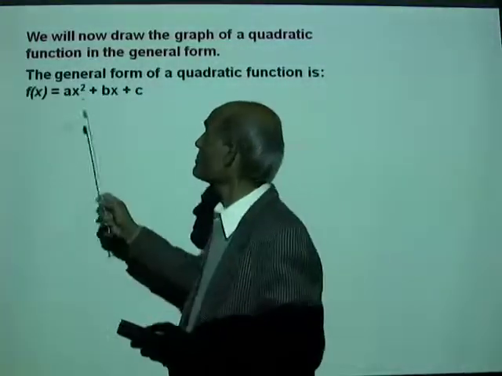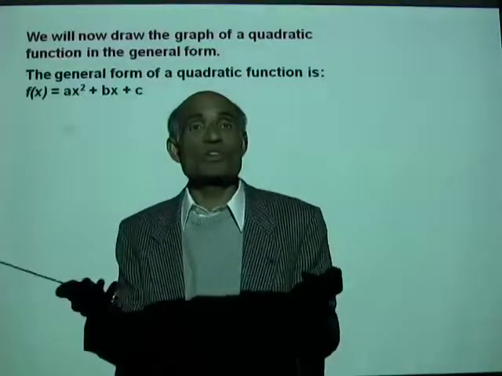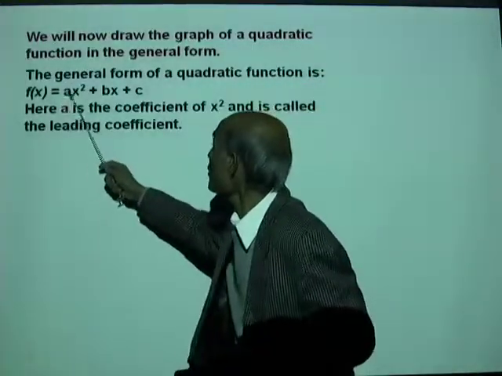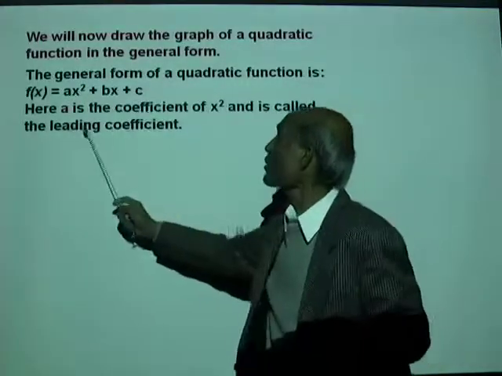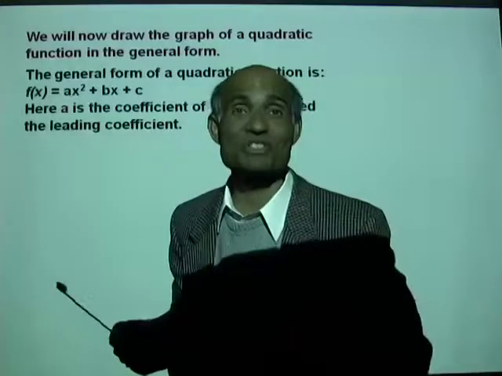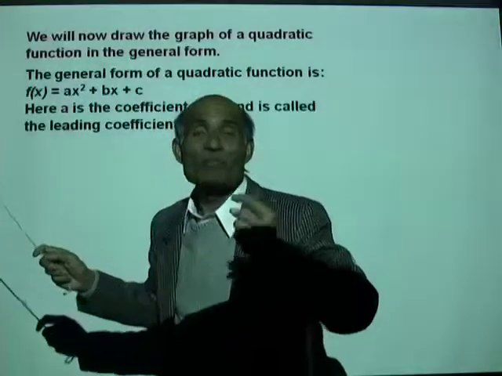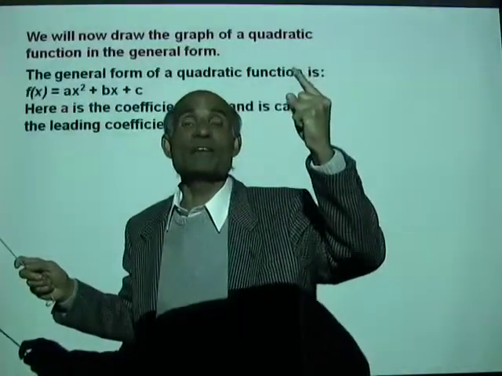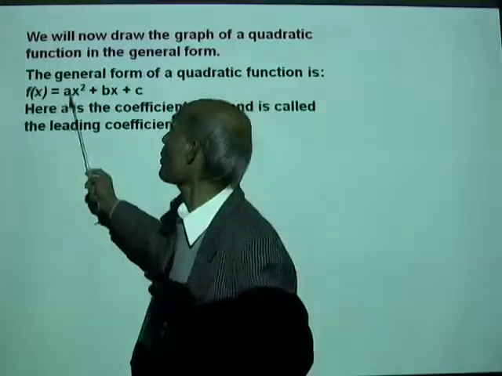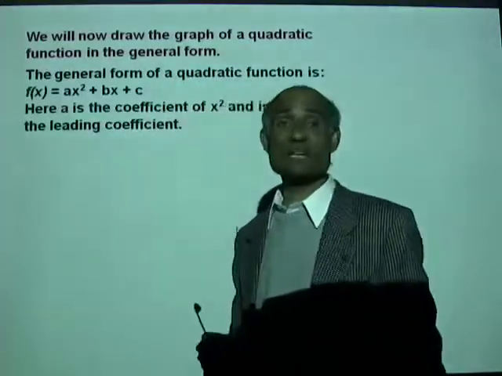f(x) = ax² + bx + c is called the general form of a quadratic. Now here, a is the coefficient of x² and is called the leading coefficient. Why is it called the leading coefficient? Because x² is the leading term, the term that has the highest degree. The term that has the highest degree is called the leading term, and the coefficient of that term is called the leading coefficient.